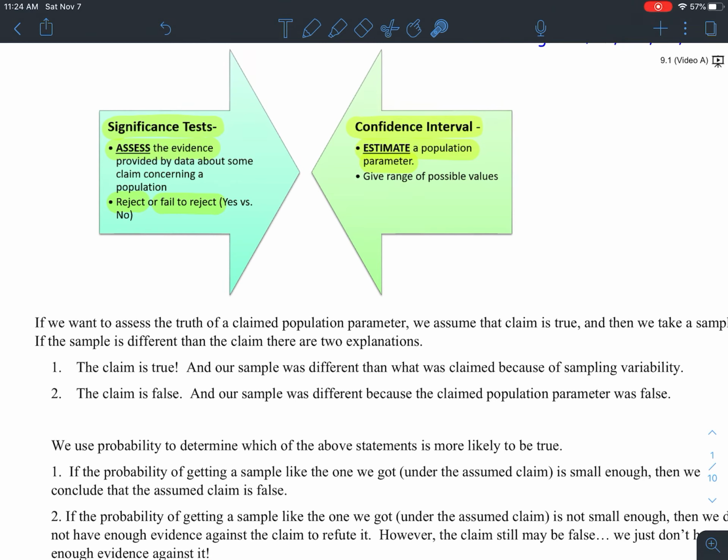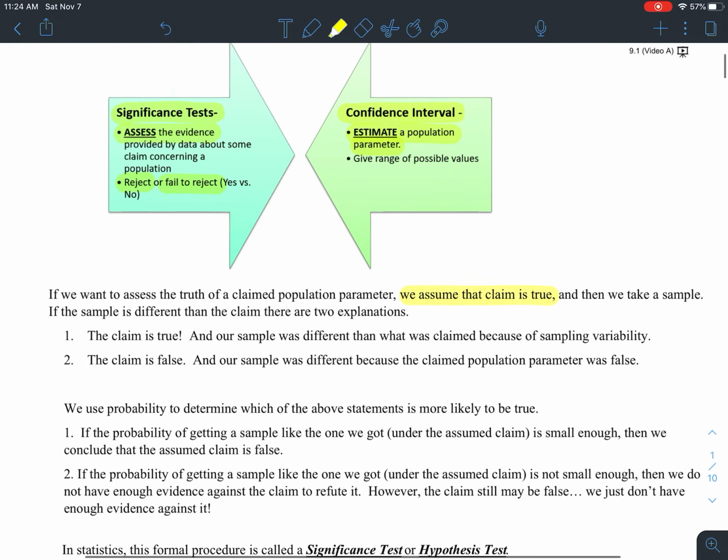So if we're wanting to assess the truth of a claimed population parameter, what we do is we always begin these significance tests under the notion that the claim that we're given is true. Okay? It's kind of like the court system. When someone goes on trial, they are always assumed to be innocent until they are proven guilty. And so we always start with the assumption that the claim that is made is true.